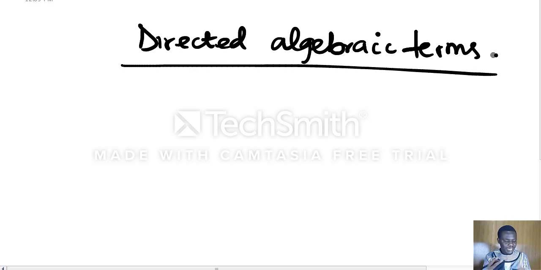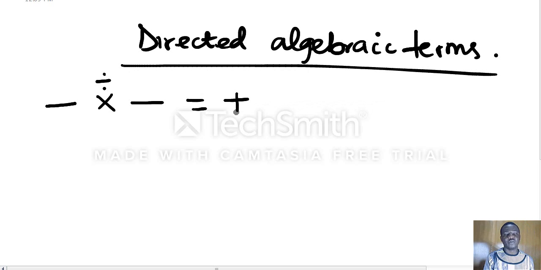Now, like directed numbers, directed algebraic terms have positive and negative signs associated with each of them. And when multiplying and dividing algebraic terms, the following rules are applied. When you have to multiply or divide two or more algebraic terms together, these rules must apply. That is, minus times minus or minus divided by minus will always return a positive sign for you.